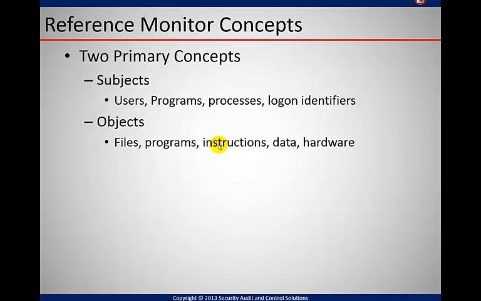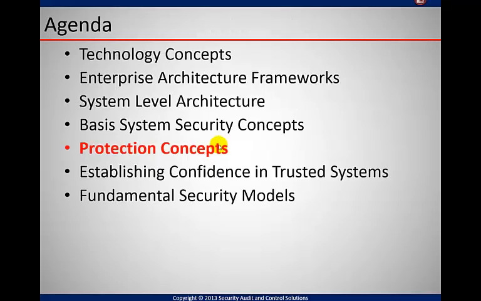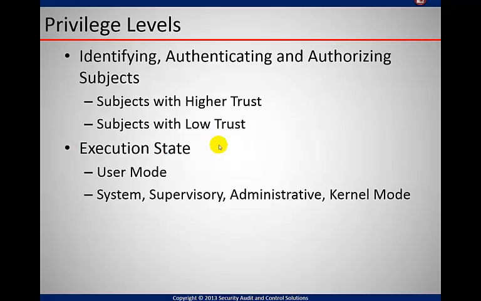Now, we've seen before there are 2 primary concepts that we have to worry about when we look at the reference monitor: subjects and objects. Subjects are users, programs, processes, and logon identifiers. We have objects, which are files, programs, instructions, data, and even hardware. When we look at protection concepts, we need to consider that we have subjects with a higher trust and subjects with a low trust. So when we look at identifying the authentication and the authorization of those subjects, we need to look at an example where users may have access to confidential data and also public domain data.